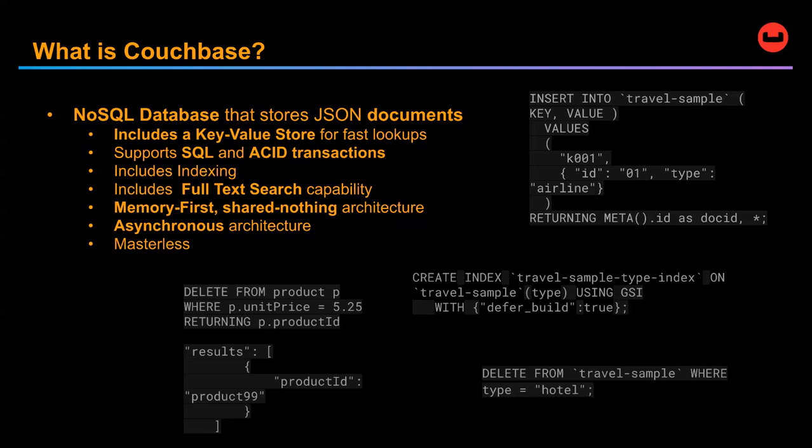I want to make sure everyone has a good taste of how SQL and JSON work. So I've sprinkled SQL queries through the slides, and on this one, they're just window dressing. Here you see an insert statement, creating an index, and a couple of deletes. We'll see plenty of selects throughout. But this is just to give you a little bit of a taste of what SQL and JSON might look like.